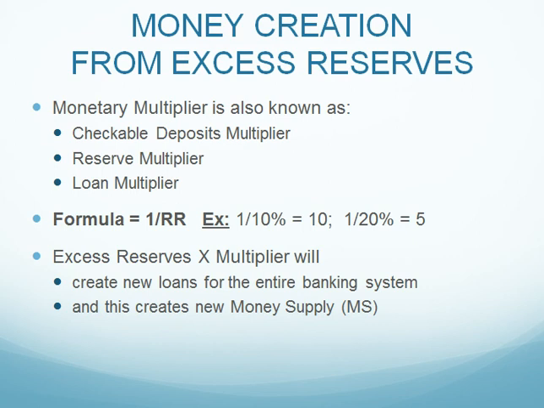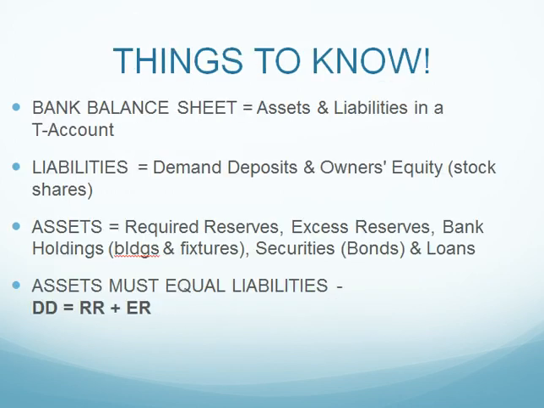So you take the excess reserves times the monetary multiplier, and that will create new loans for the entire banking system, and it increases the money supply with new money from lending.